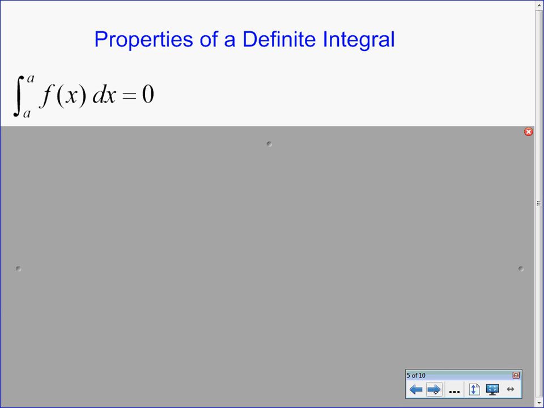First of all, if we take the integral from A to A, B to B, 5 to 5, 100 to 100, what's the area under the curve? 0. There is no area if we're not going anywhere. So if you have the same limits of integration, these numbers right here are called limits of integration, then it is 0. The area is 0. There is nothing there because we don't have an interval.